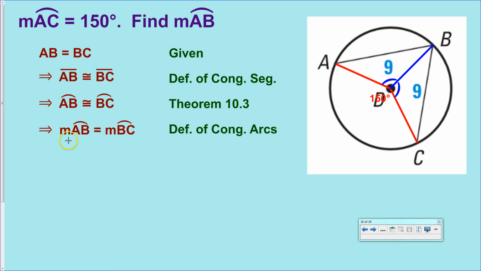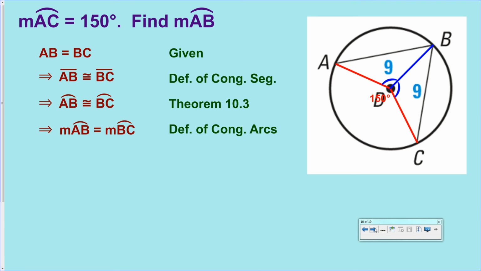Okay, so the measure of arc AB eventually has to be the measure of arc BC, but notice that it took a little bit of work to do that. We had to go from a distance using an equal sign to a segment congruency to an arc congruency, to an arc measurement equivalency. So there's a little bit of work to do there. If you ever find yourself doing a proof, I don't think I'm that mean this chapter, but you never know.